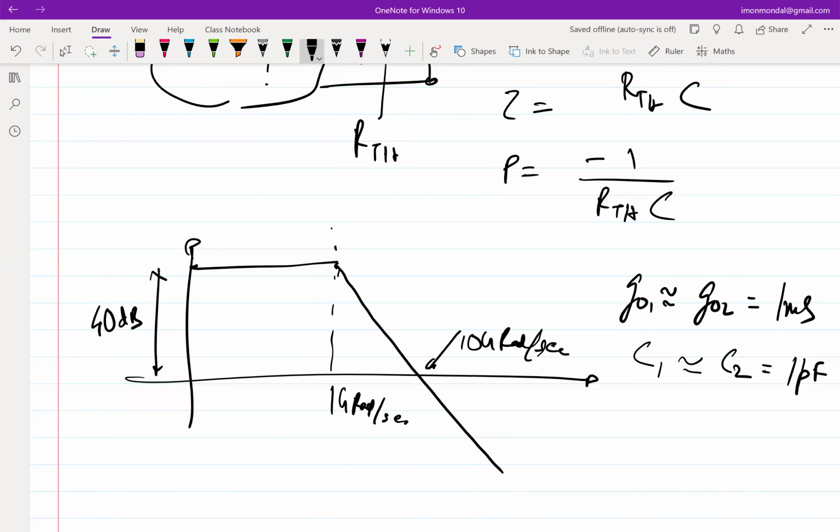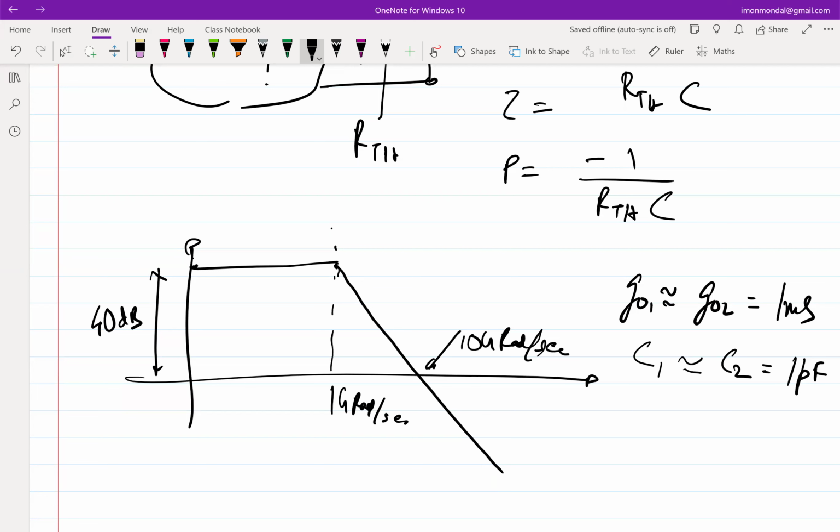So if the UGB is at 10 gigaradian per second, approximately what is the phase margin? Very close to 0, because we have hit 2 poles way before 10 gigaradian per second. Each of these poles is effectively going to give you almost 90 degrees of phase lag. So 180 minus 90 minus 90 is almost equal to 0. It would probably be 1 or 2 degrees, but that's useless. So this is a useless system.